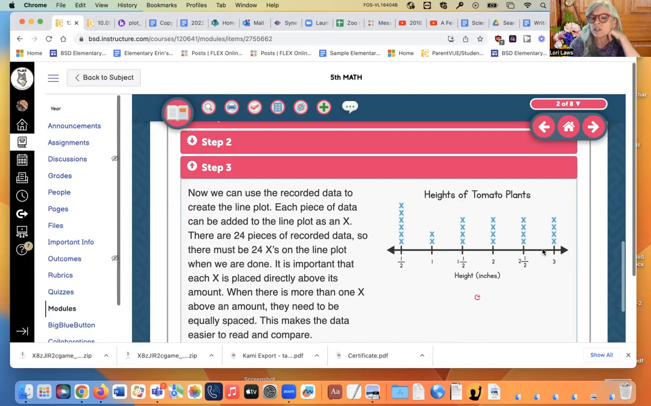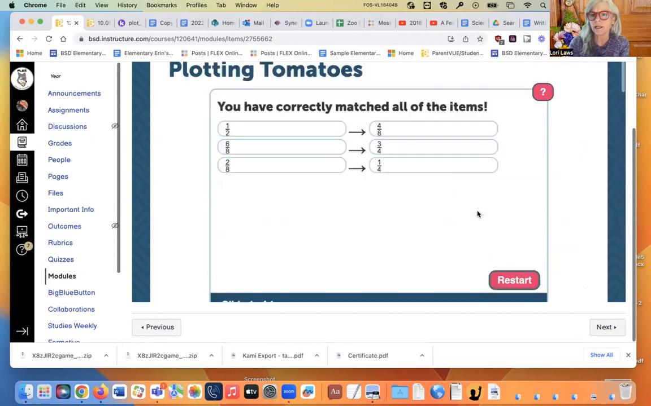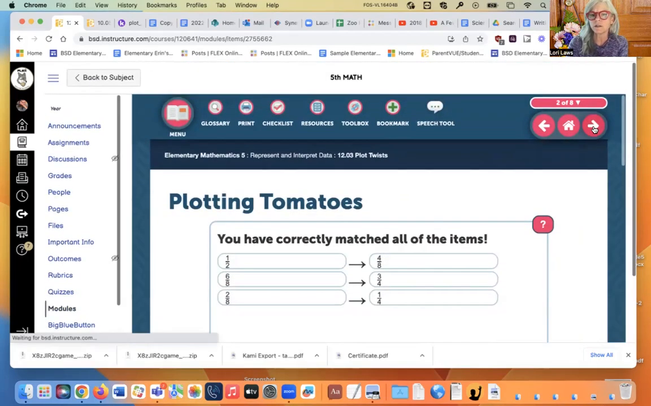If they said how many inches in all, then I'd have to add up all of these. If they said what was the smallest tomato plant, 1/2 an inch tall. If they said what was the tallest, 3 inches tall. I don't add them up unless they say, like, what was the height of all the tall plants added together? So you have to be careful what they're asking you. All right, let's go to the next page.